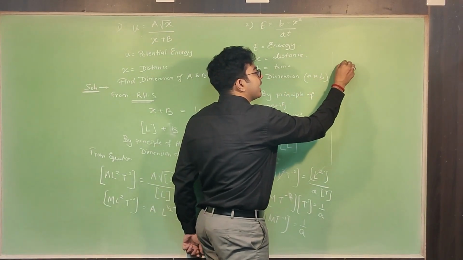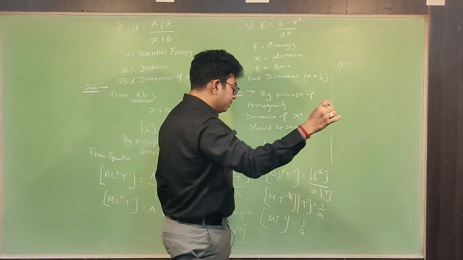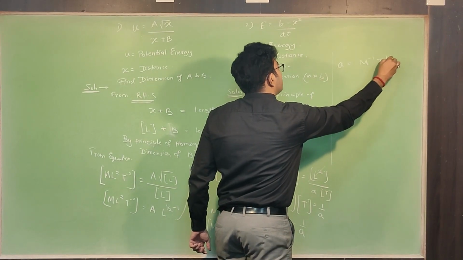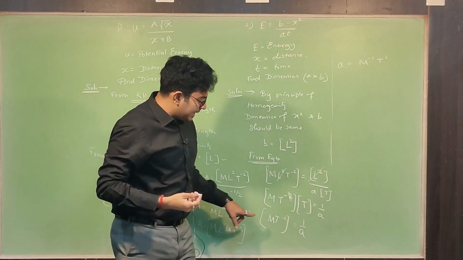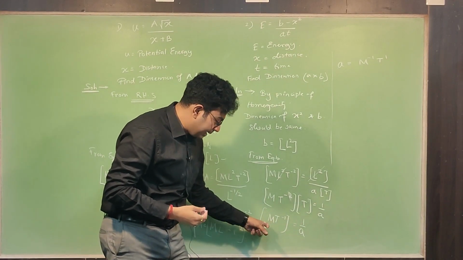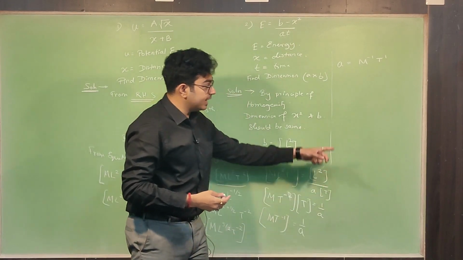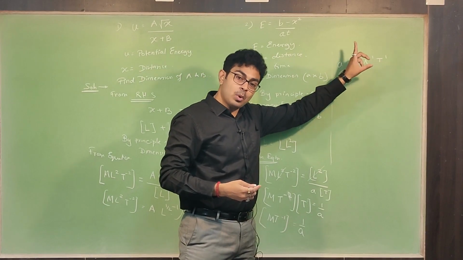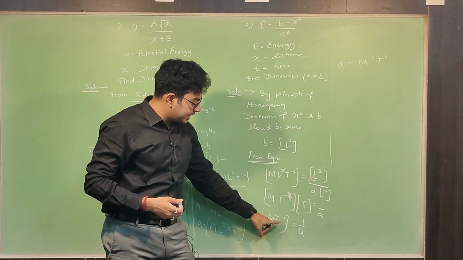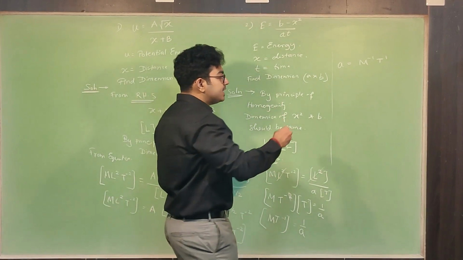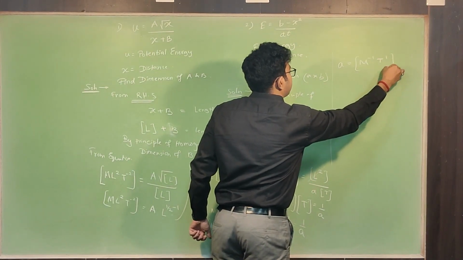Then what will be a? A will be m inverse 1 t to the power 1. How? Because mt to the power minus 1 is equal to 1 by a. So mt to the power minus 1 is equal to 1 by a. Then what will be a? A will be m inverse 1 t to the power 1. See, m was 1 here, t to the power inverse 1, so it is getting inverse, right? So this is the dimension of a.